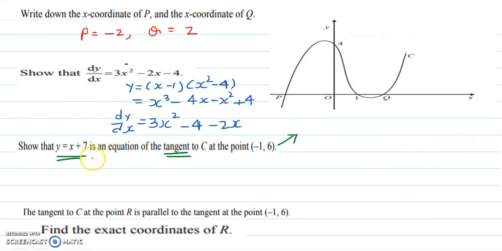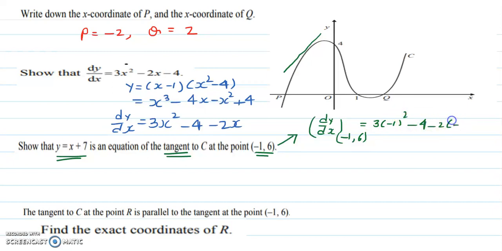So let's calculate dy by dx at the point minus 1, 6, because you need to calculate the tangent at this point. This point will be somewhere here, and the tangent will be somewhere here like this. If you put in the value, 3 times minus 1 squared minus 4 minus 2 times minus 1, and simplify, we get 1. So dy by dx is 1.